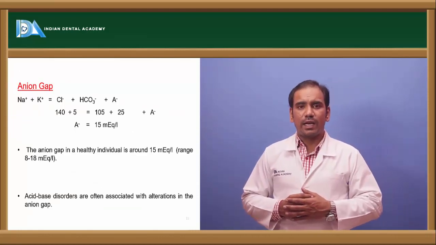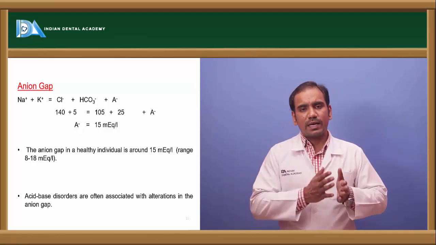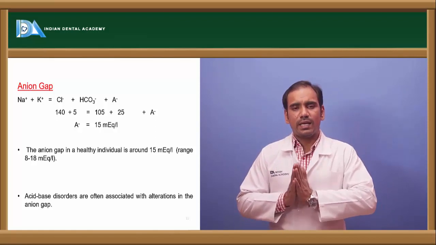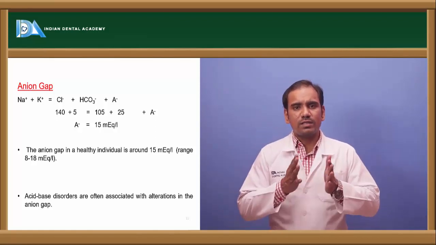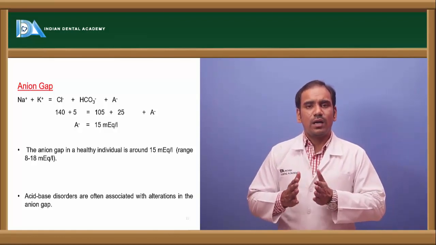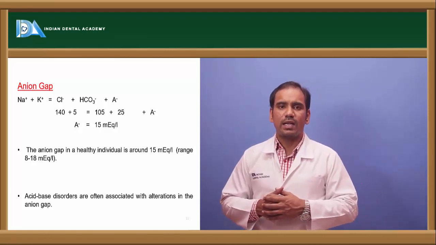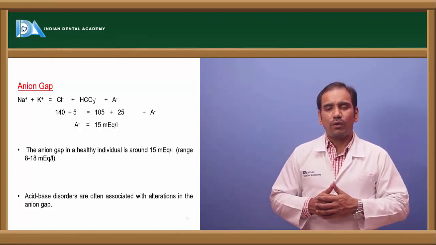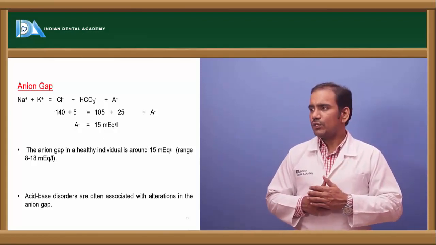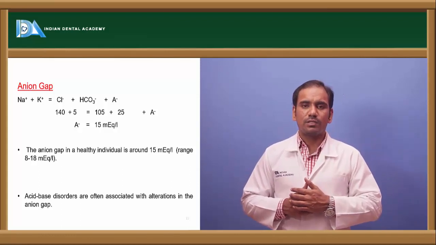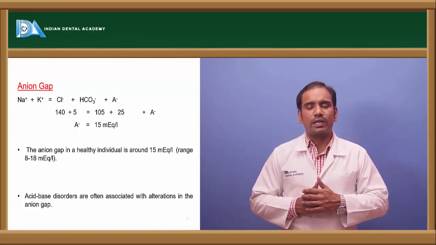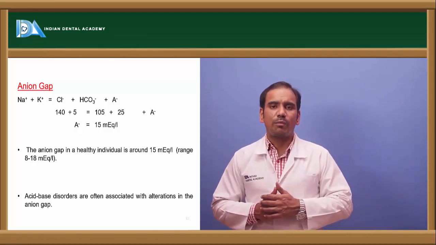So what is anion gap? Actually we measure some cations and anions. The unmeasured anions is called the anion gap. There is always a difference between the measured cations and measured anions. That unmeasured anions is called the anion gap. The normal value of anion gap is 15 milliequivalents per liter, and the range is 8 to 18 milliequivalents per liter. So there should be in this range, and the average is 15 milliequivalents per liter. When it is in this range, we call it normal anion gap.